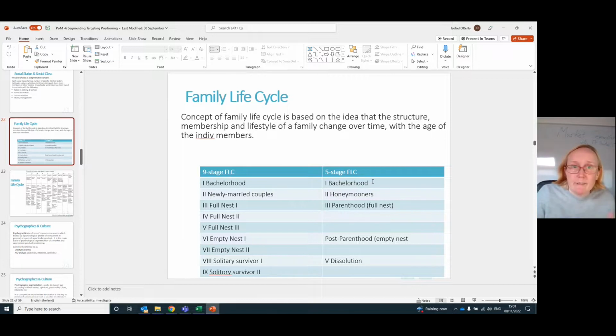It hasn't been updated for the new phenomenon of people living at home well into their 20s and so on. So they would officially be in the bachelorhood stage even if they're still at home. So full nest 3 is when they start moving off to college and so on, or work, moving out. And then when all the kids have left home is when empty nest starts. So the last child has left is empty nest 1.